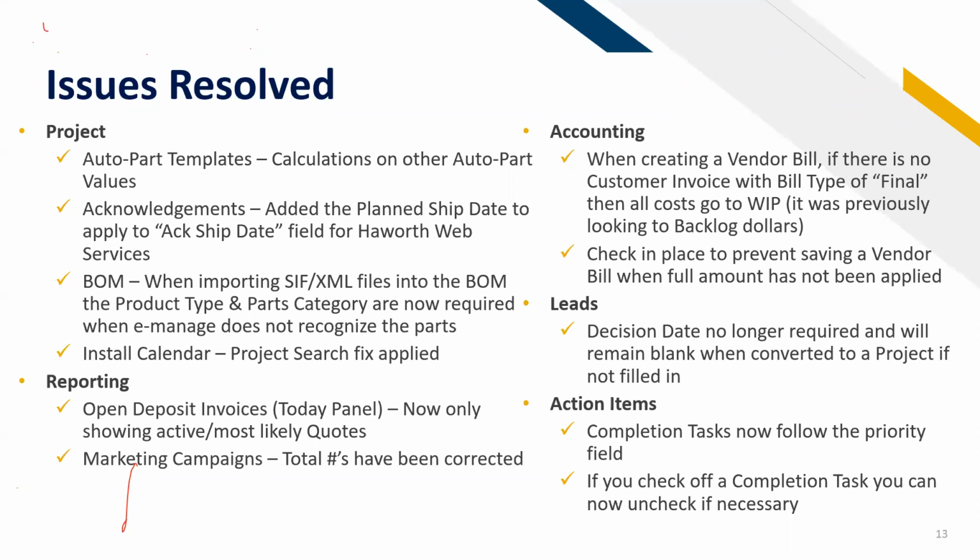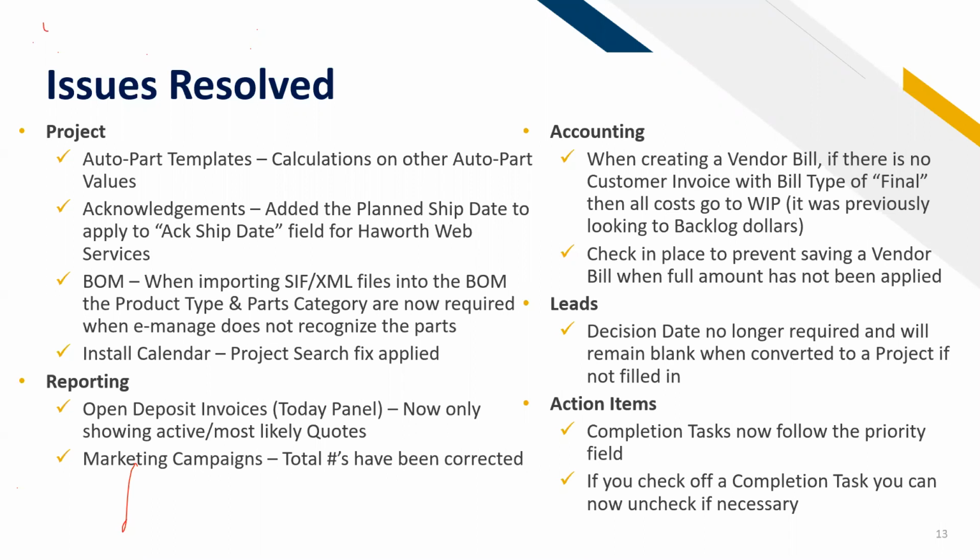In the bill of materials, when importing into the bill of materials, product type and parts category are definitely required whenever e-manage doesn't recognize the parts. So that little window that pops up on the bottom when you're importing into your bill of materials and it says, whoa, what are these parts? There's no code for it, or we just don't recognize that part. It's not set up in your coding system.